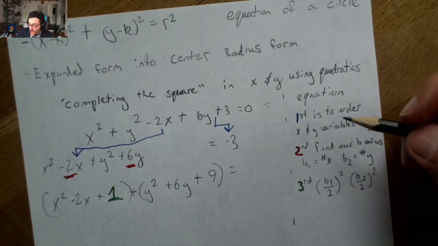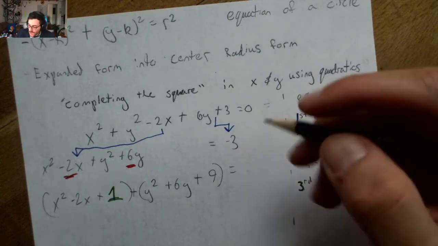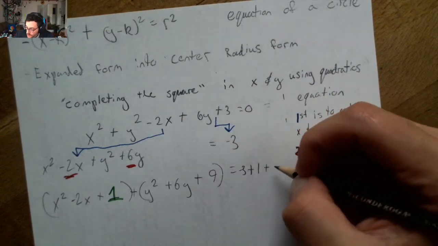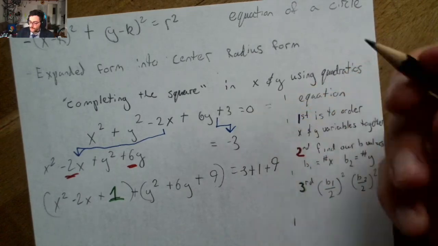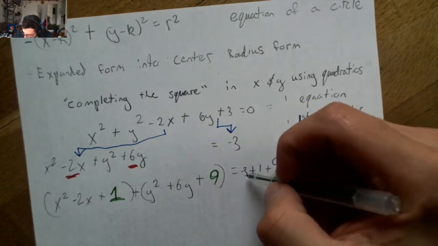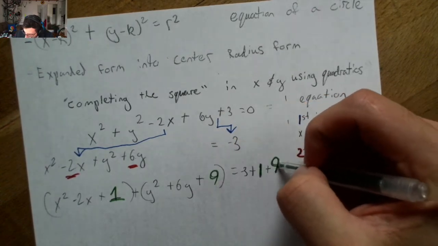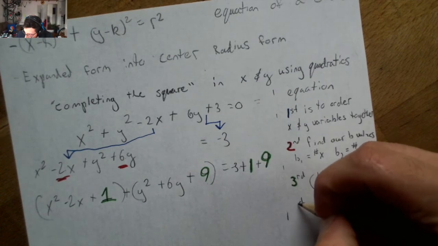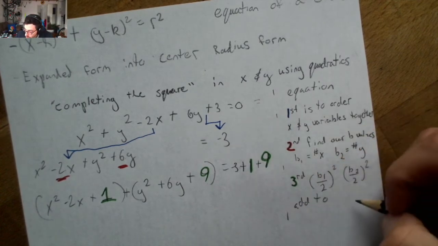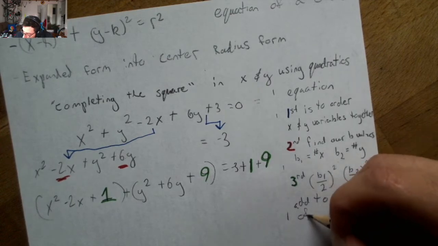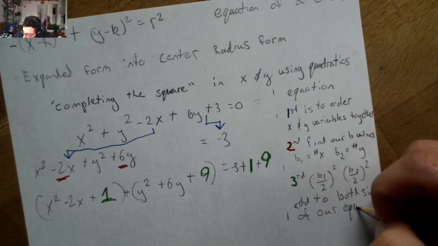Just as a reminder here, also, what we need to do is add these values to the left side. So we're going to have negative 3 plus 1 plus 9. And don't forget to add this to both sides of our equation.